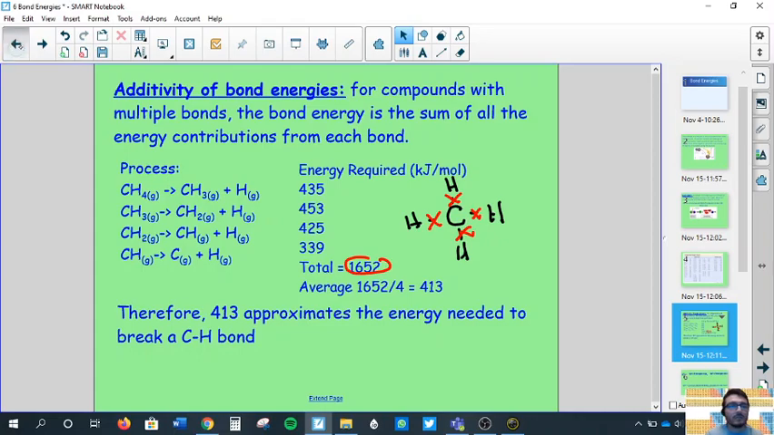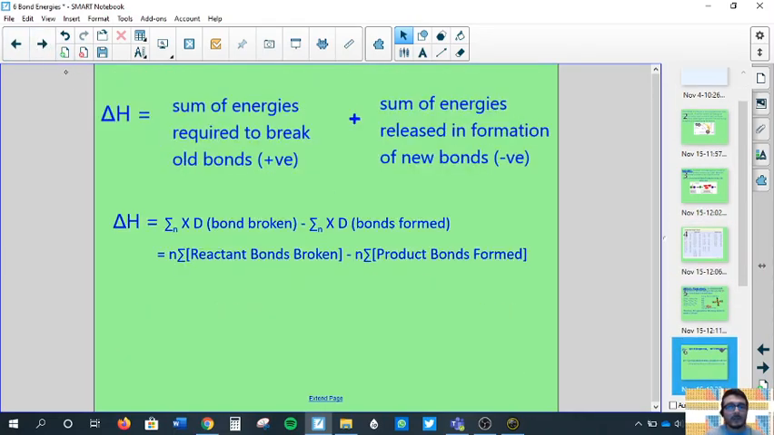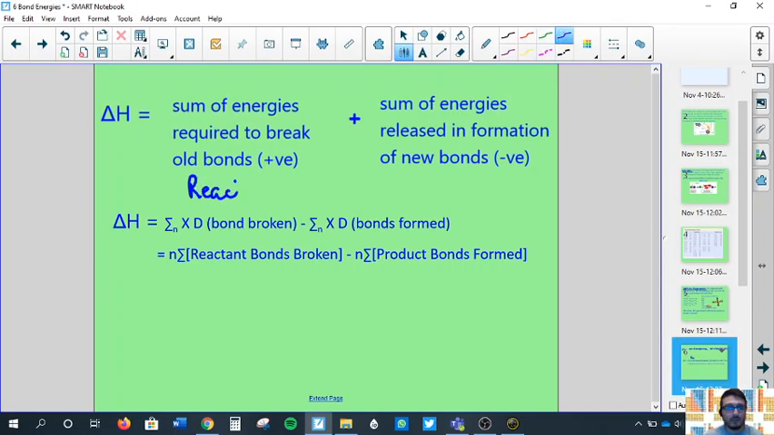Okay, so that's how these values are tabulated using the additivity of bond energies. The idea is this. We're going to have the sum of all the energies required to break the old bonds, so that would be referring to all of your reactants. We're going to add that to the sum of the energies released in forming the new bonds of your products. So add them all together.